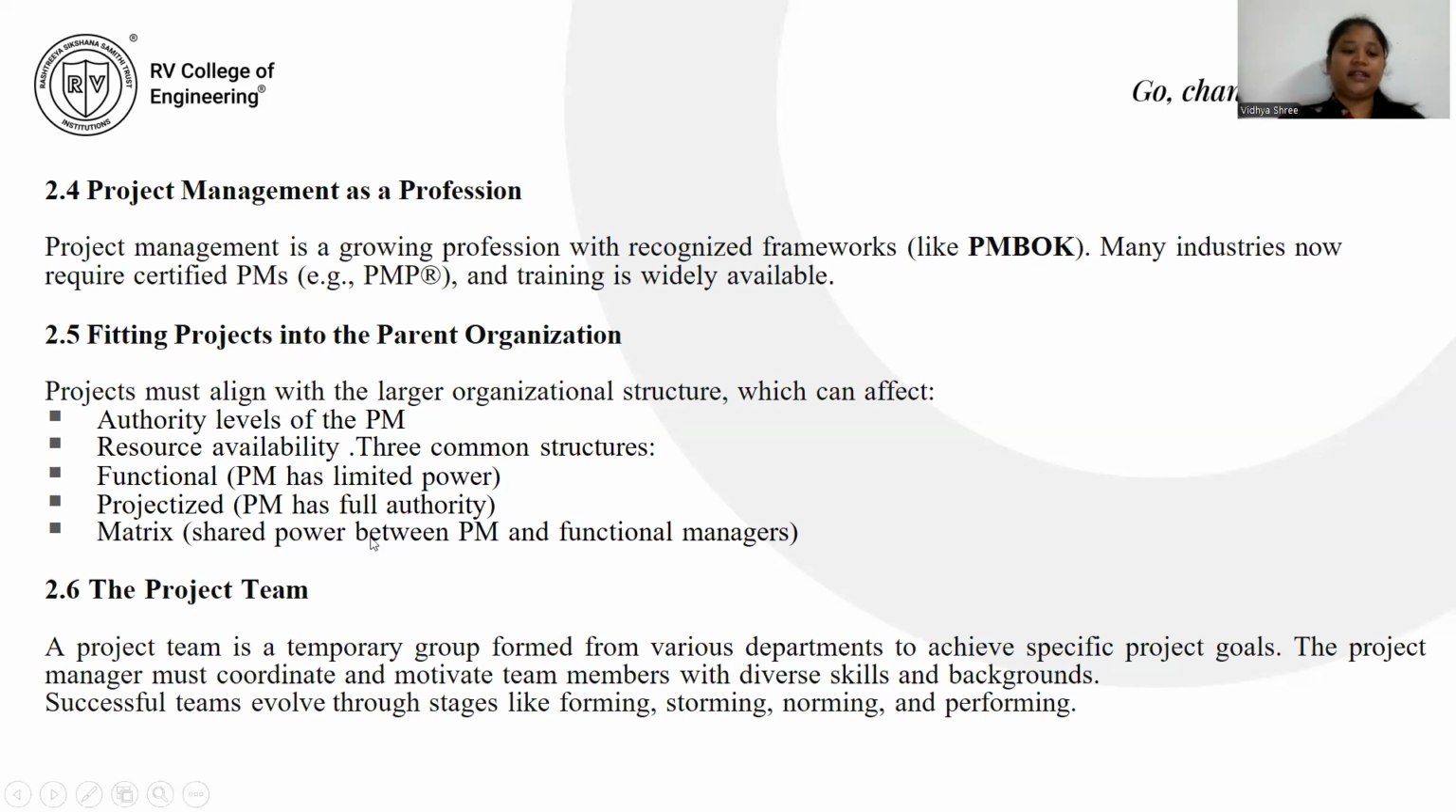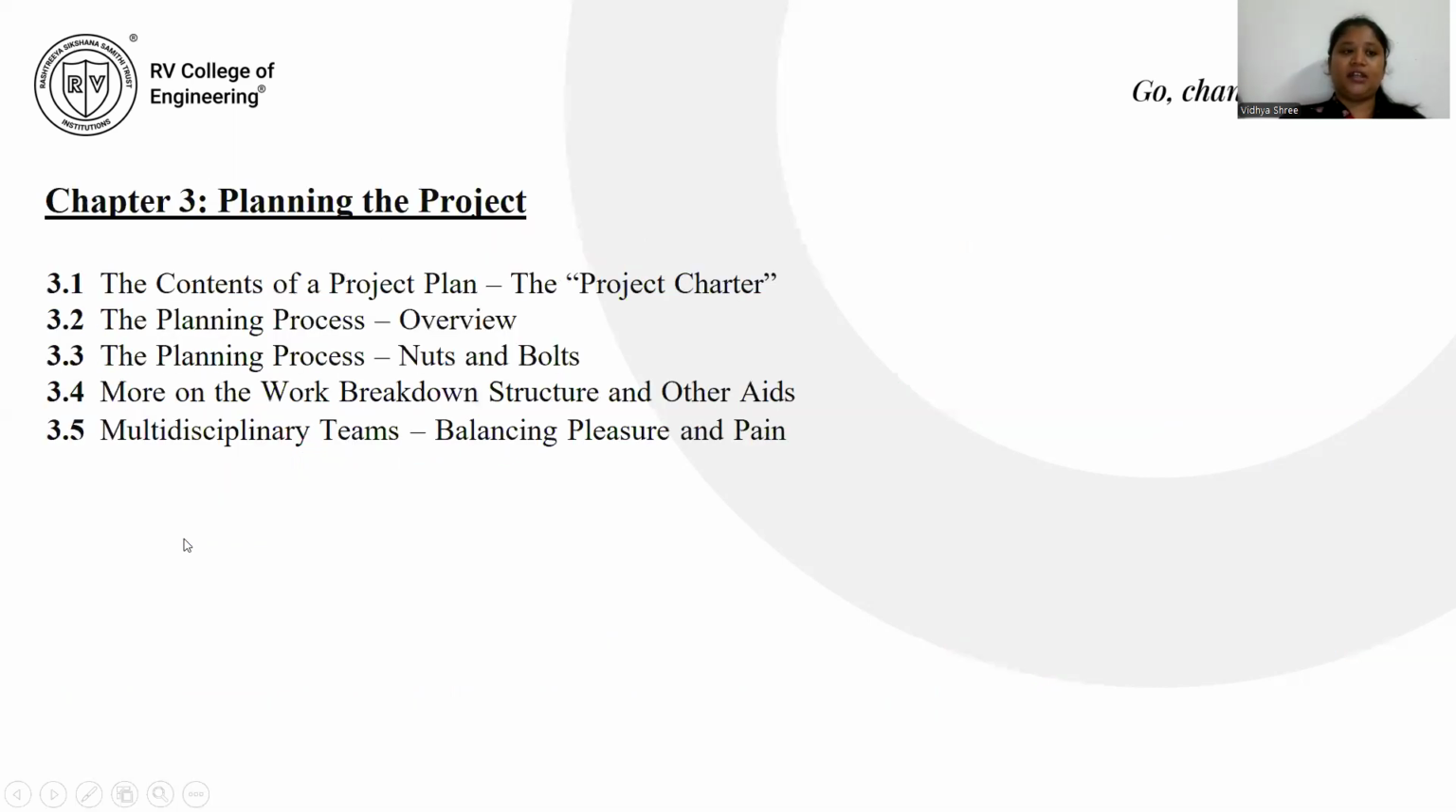A project team is a temporary group formed from various departments to achieve specific project goals. The project manager must coordinate and motivate team members with diverse skills and backgrounds. Successful teams evolve through stages like forming, storming, norming, and performing.